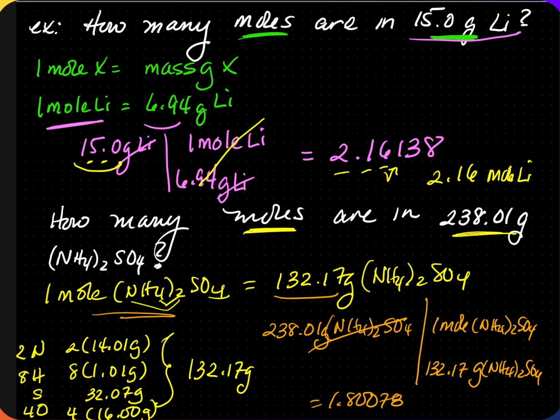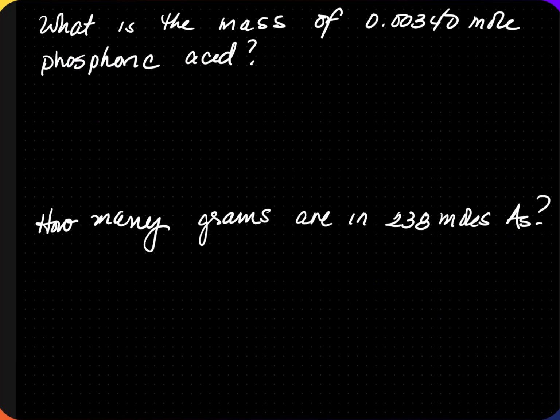1.80078. Again, we need to do sig figs. Conversion factors don't count. There are 5 at the beginning. The 0 here is significant because it's surrounded by significant digits. So 1, 2, 3, 4, 5. I look 1 to the right. So this becomes 1.8008 moles of ammonium sulfate. Pause the video, try the next two on your own, and then check your answer.